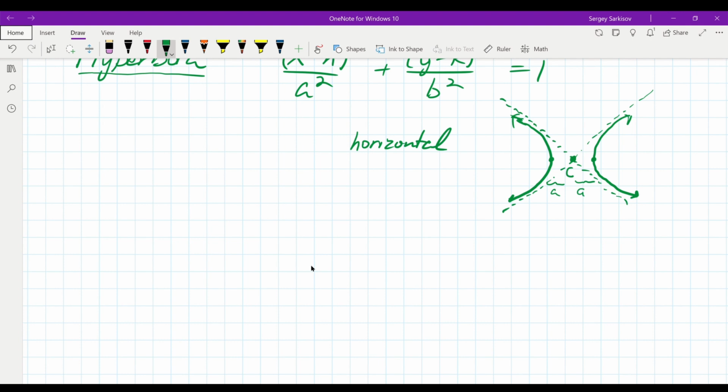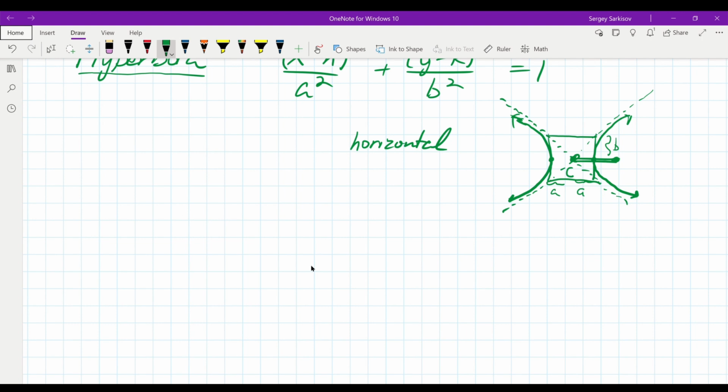This is going to be our little B. B is going to be where you have that little box that makes those horizontal asymptotes happen. And from the center to the focus, let's say I have a focus, that's going to be C. Little c is always to the focus.